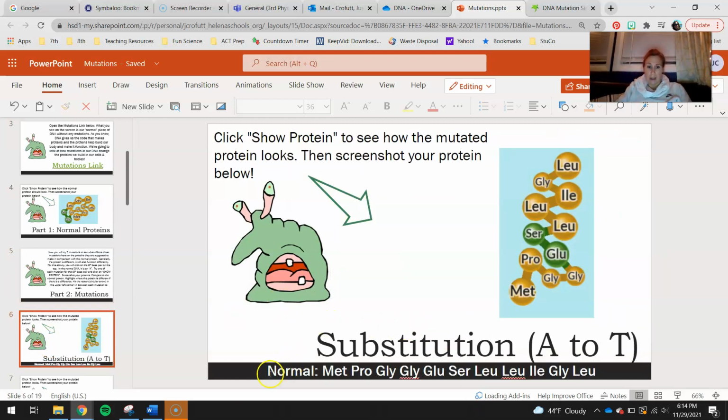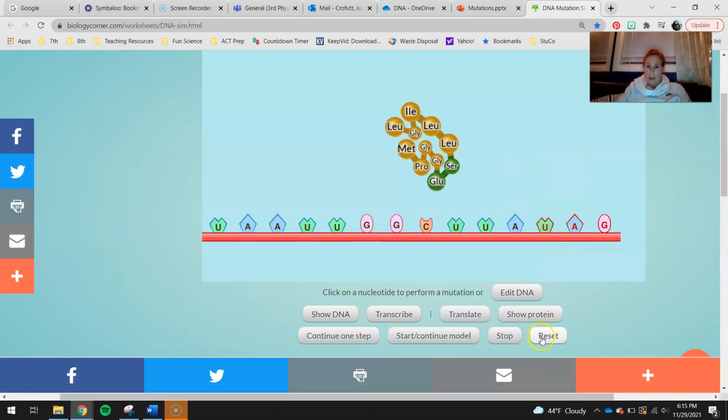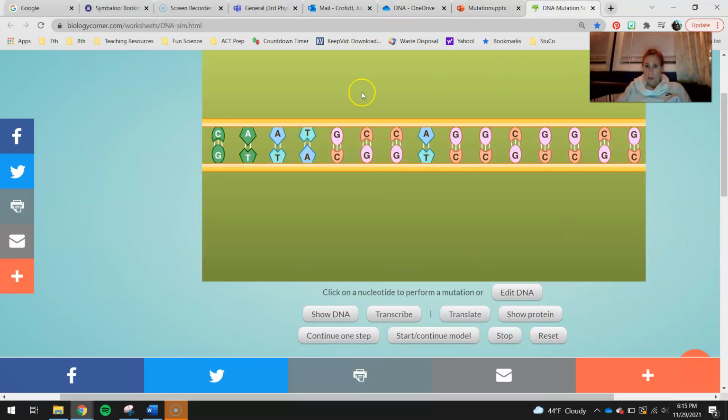So what I see right here is, here's my normal protein, okay? And the mutation I'm looking for is a substitution from A to T on that 8th base pair. So let's take a look at what that would look like. I'm going to go ahead and hit reset. Here's my normal protein again, and then I'm going to count the 8th base pair. So here's 1, 2, 3, 4, 5, 6, 7, 8. So this is the A that I was talking about that we see as the 8th base pair. So I'm going to click on that.